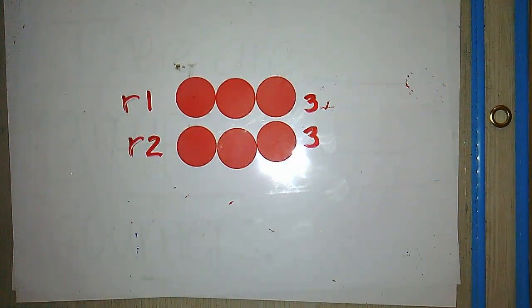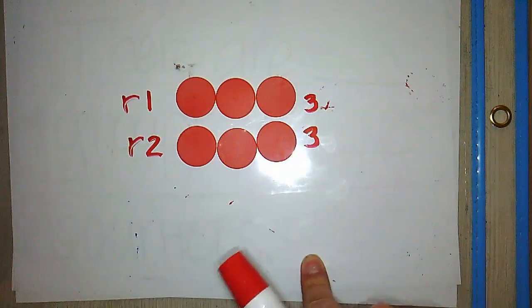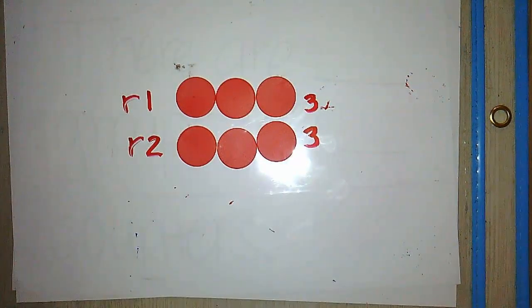So, boys and girls, there are 2 equal groups of how many? Yes, 2 equal groups of 3 counters. And how many counters are they all together? Yes, 6, boys and girls.